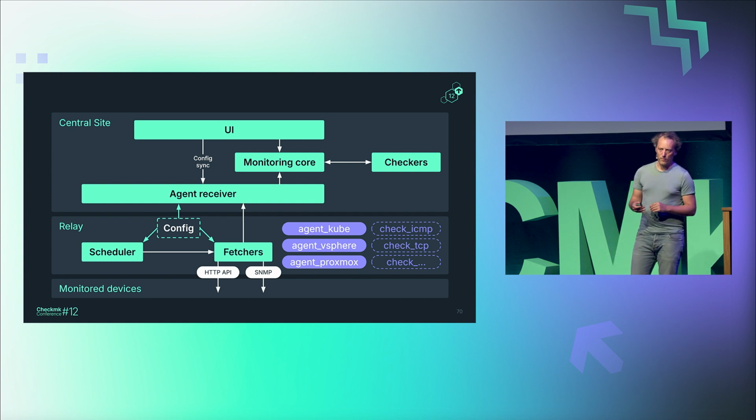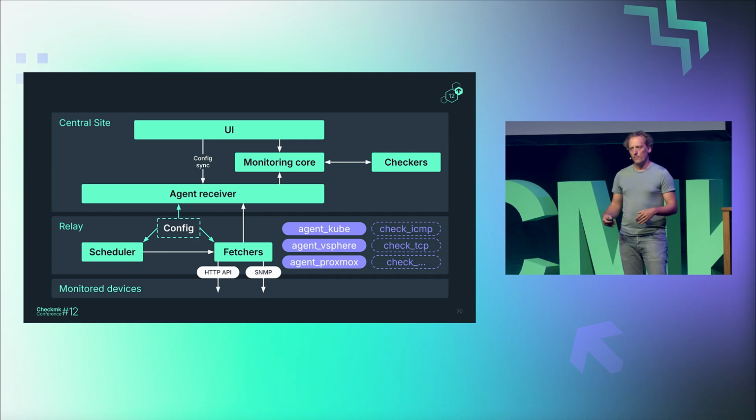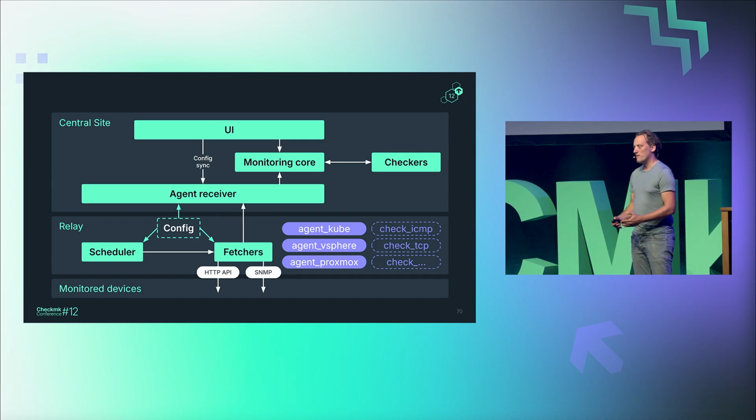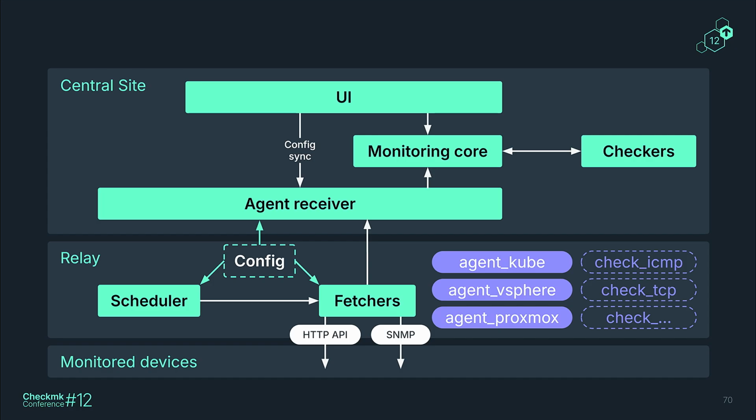So from the perspective of the monitoring core, that's not that new, because it now gets fetch results, and it forwards them to the checkers. The checkers compute their check result. The service states, they are stored in the monitoring core and can be accessed via UI. So that bit stays the same. We just moved a lot of the logic into the relay. And so that's what's happening during monitoring after you clicked activate changes.